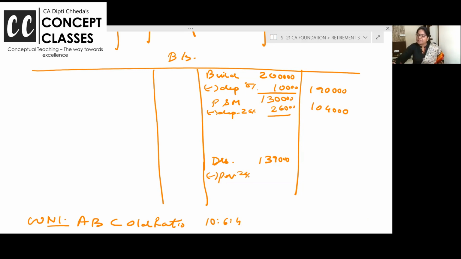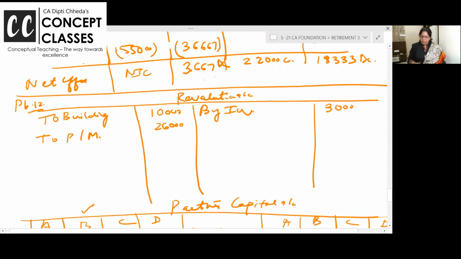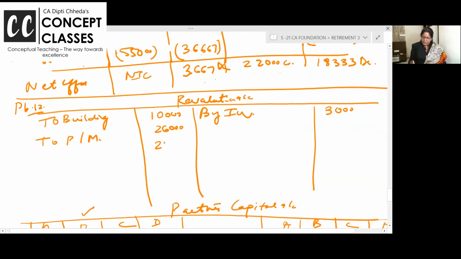1,39,000 into 20%, 27,800. 1,39,000 minus 27,800, 1,11,200. चलो प्रोविजन करो 27,800. Revaluation account debit to provision for doubtful debts. 27,800 का प्रोविजन करो.